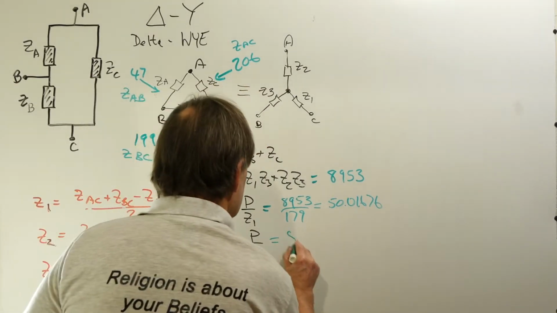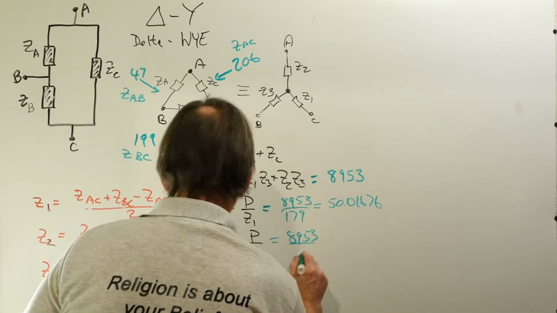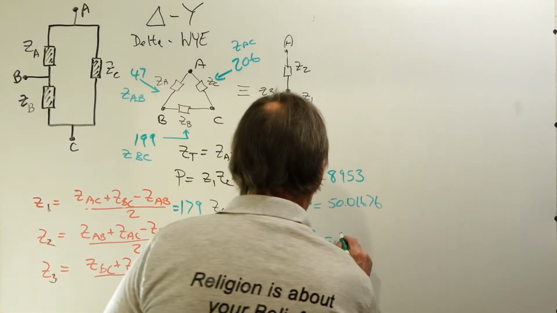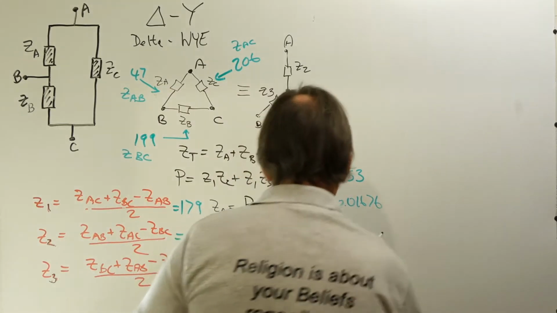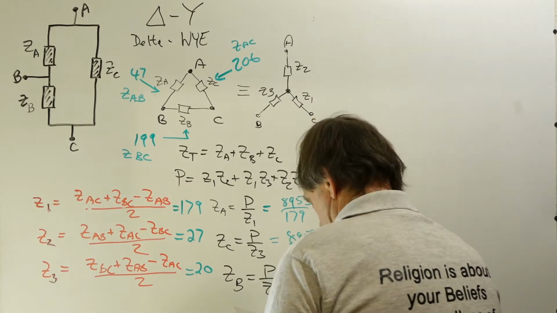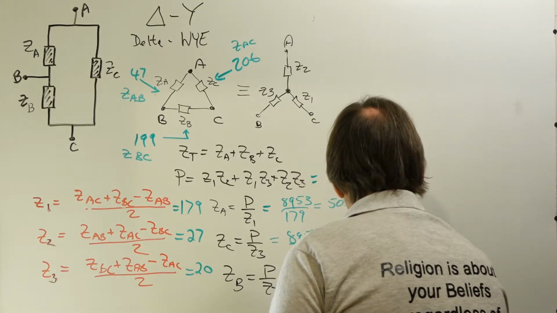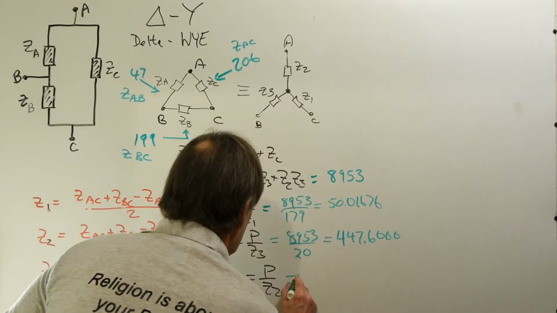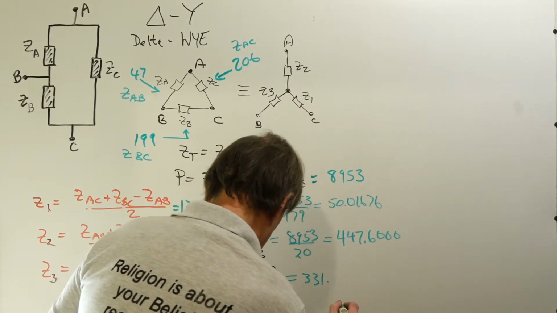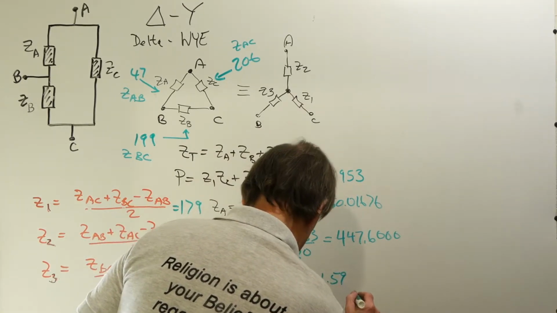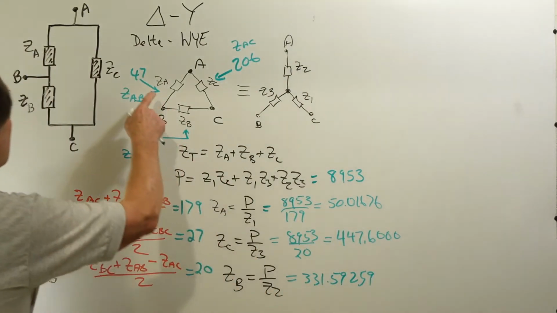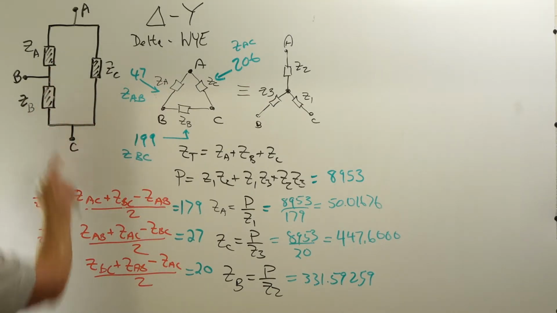ZC is 8953 divided by Z3, which is 20. And this comes out to 447.65, and ZB then comes out to 331.59259. So these are the individual resistor values for ZA, ZB, and ZC.